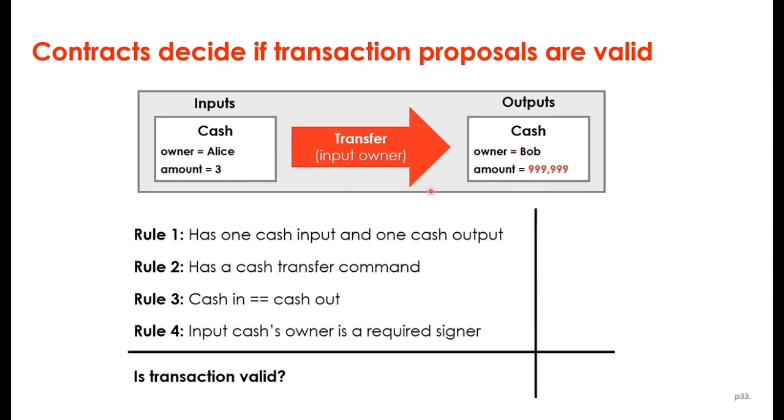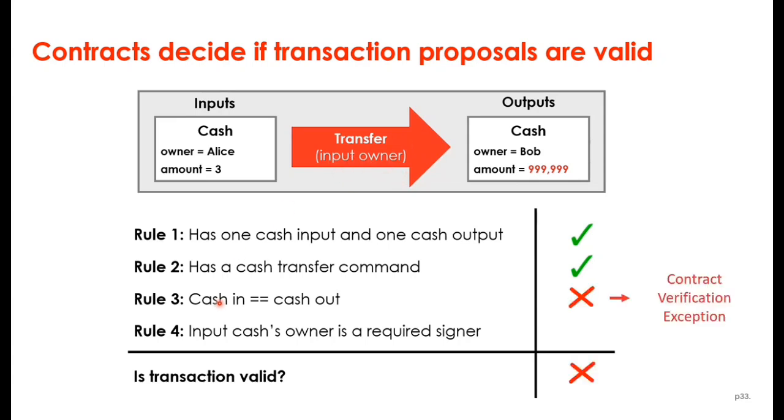So let's take a look at this transaction. Again, we have our inputs and our outputs. We have our owner Alice with 3, and well, let's just go through this. So rule 1 or requirement 1 has, do we have a cash input and a cash output? Seems to be the case. Yes, that's true. Do we have a cash transfer command? Yes, we do. And the command is requiring us a signer.